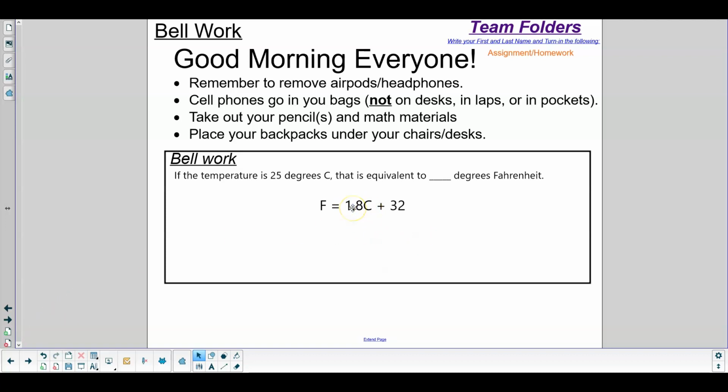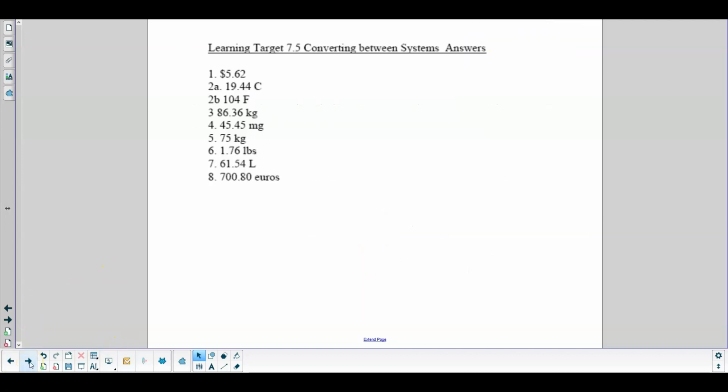Okay, if you had a chance to pause and check your answer, hopefully you filled in the 25 in place of the C for Celsius. And if you did, then you probably were able to get an answer of 77. So if you have that, congratulations, you did good. Also, if you have the assignment, those should be the correct answers for the ones that you had for 7.5. Be sure that the work is there to go along with it.